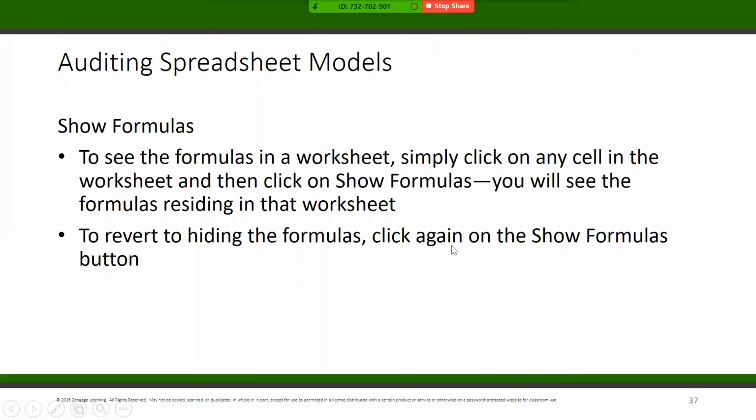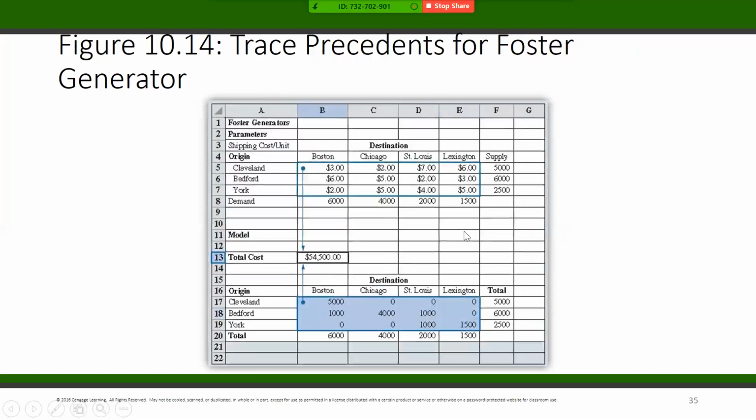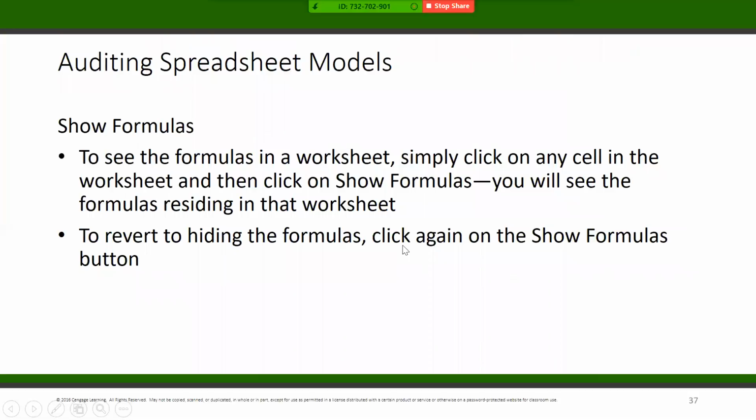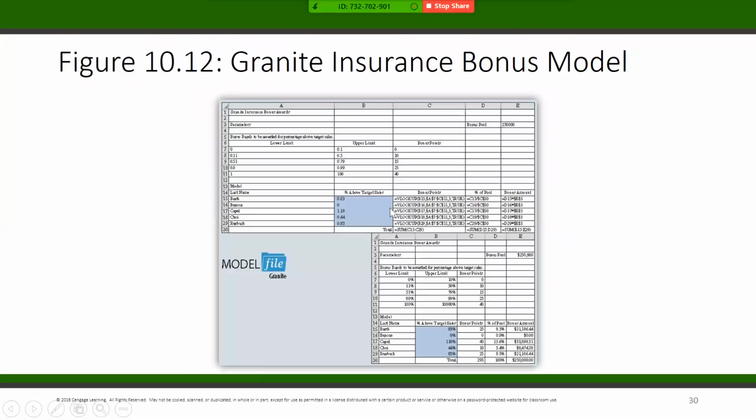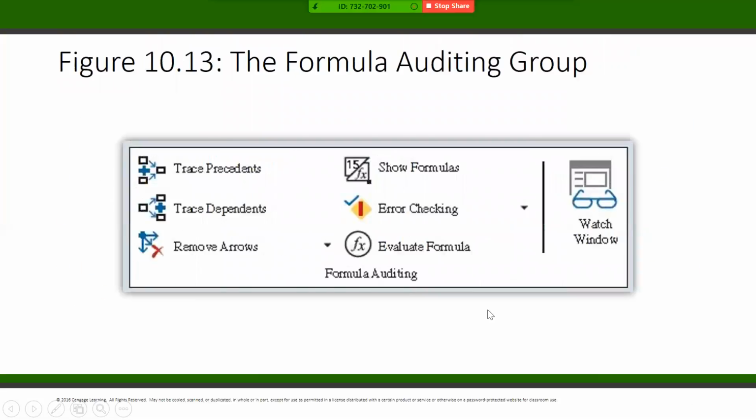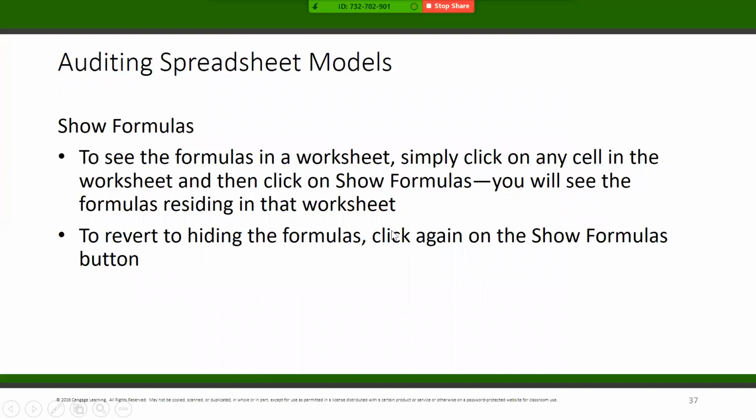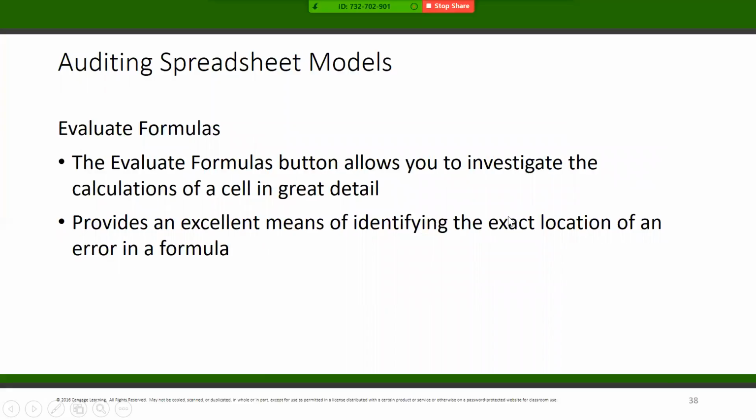So the next thing is we can show formulas. To see the formulas in a worksheet, simply click on any cell in the worksheet and then click on the show formulas button, and you're going to see the formulas residing in that worksheet. That's how we go about showing these. You can use the show formulas button, and all we do is click on it, and it'll actually show us that formula. Now to revert to hiding the formulas, click again on the show formulas button, and it's going to disappear.